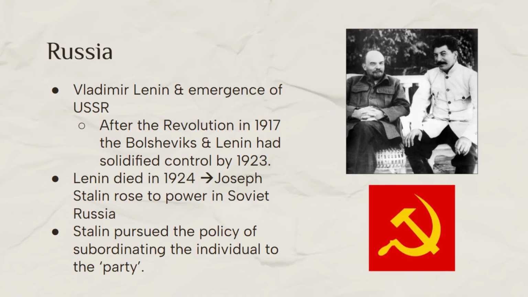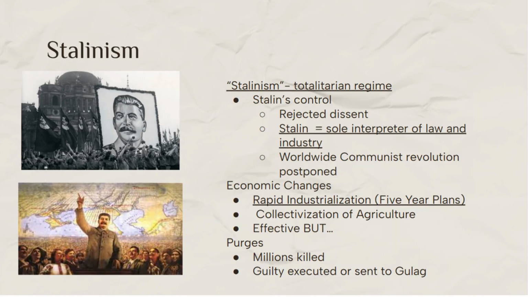And Stalin is the one that's going to pursue this policy of subordinating the individual to the party, that Russia first mentality, that we're the Soviet Union sort of thing. So let's look at what makes Stalin a totalitarian ruler. Well, first, he is going to make the Soviet party the only party in the Soviet Union. He rejects any kind of dissent. You are not allowed to disagree with him in any way, shape, or form. He is the sole interpreter of the law and of industry.